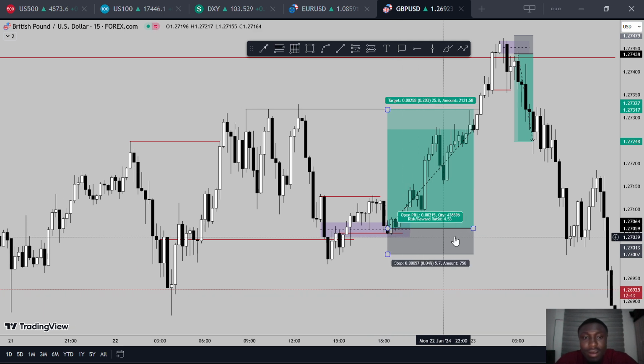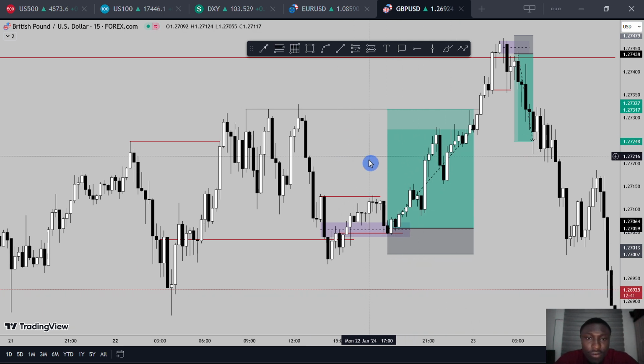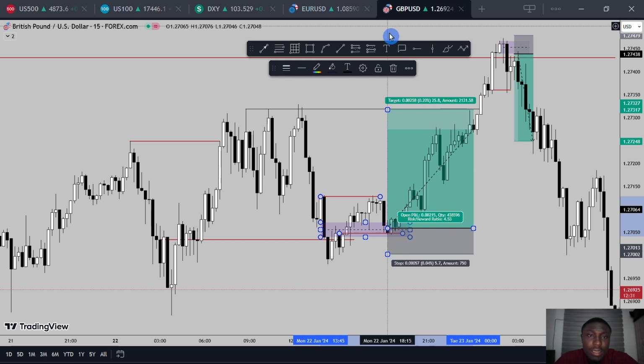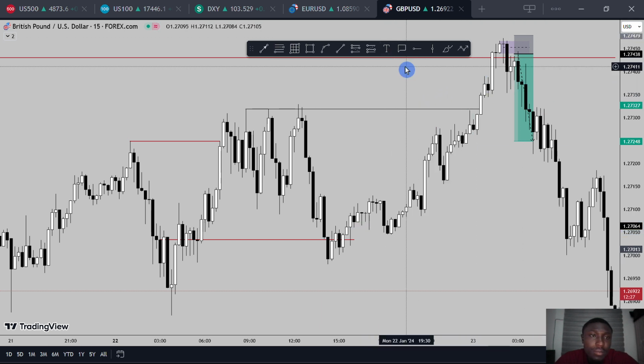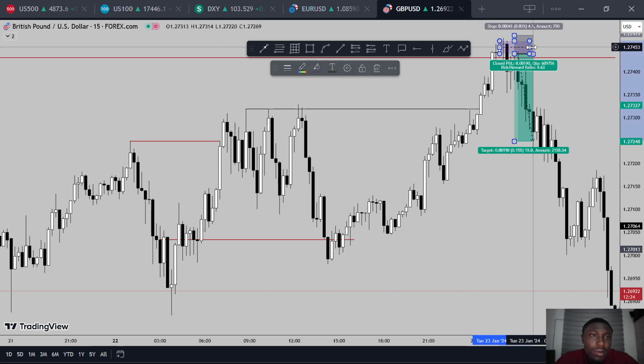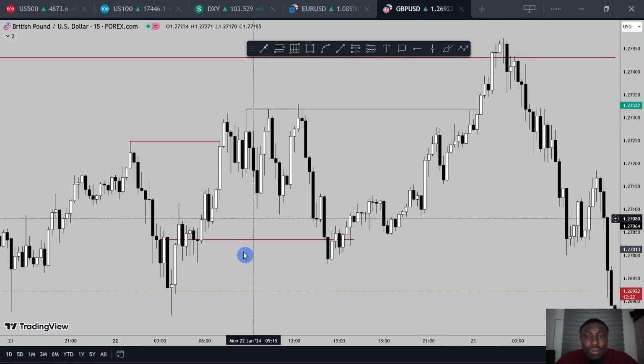Let's continue. Now, you don't use change in state of delivery in isolation. You have to use it with a higher time frame level or order flow or structure. Now, let me quickly get rid of all these markups and then I'll do everything afresh, right? So yeah. We are going to look at this example here.